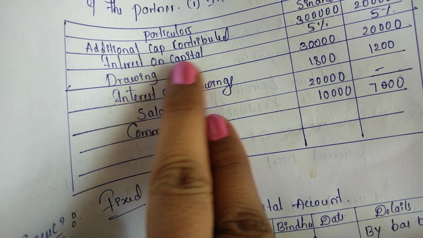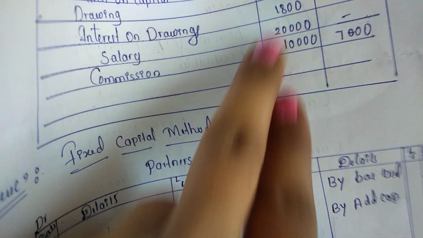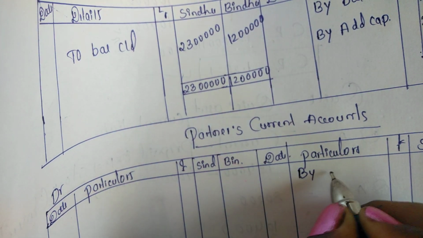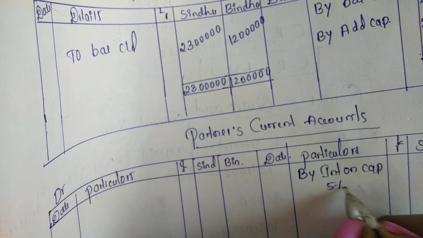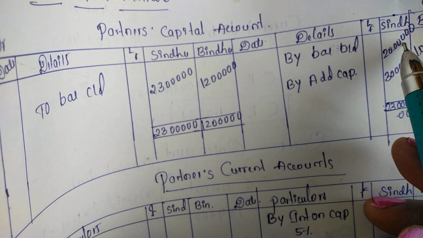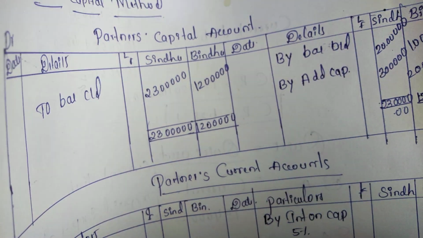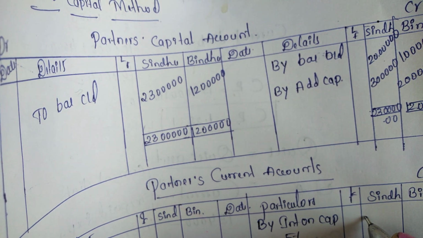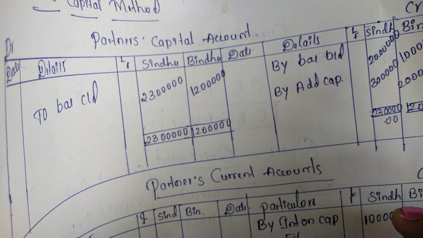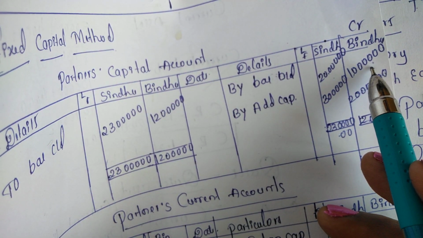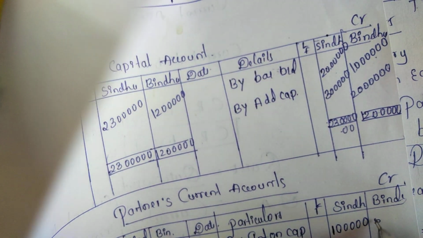The first one is the interest on capital. It comes on the credit side. It is 5%. The 5% on 20 lakh. Sindhu's capital amount is 20 lakh. That's why 20 lakh into 5 by 100 comes to 1 lakh. Next, Bindu's capital is 10 lakh. 10 lakh into 5 by 100 comes to 50,000.